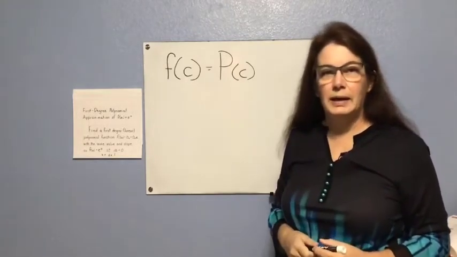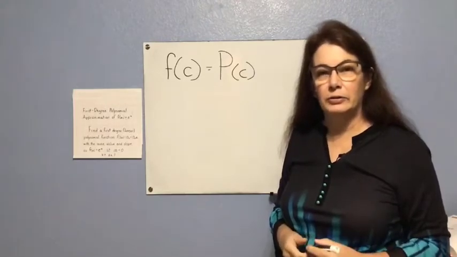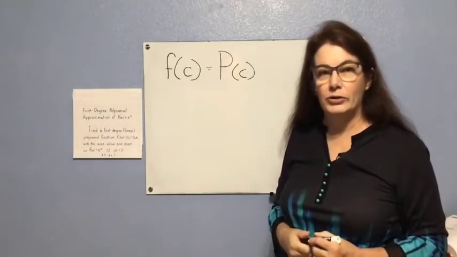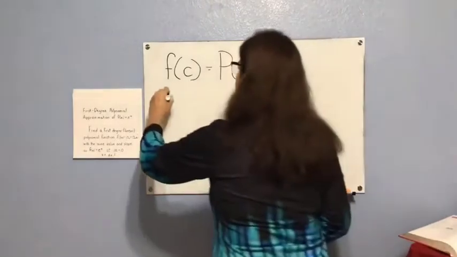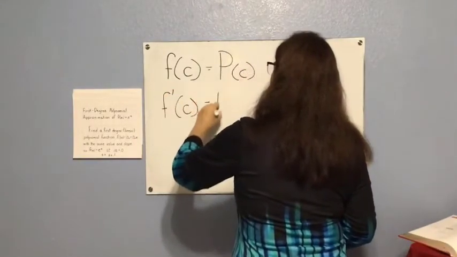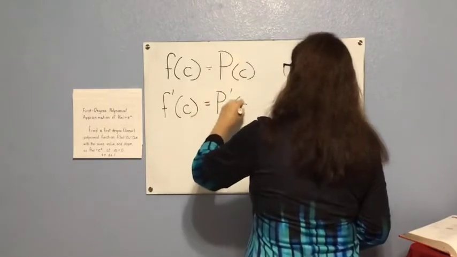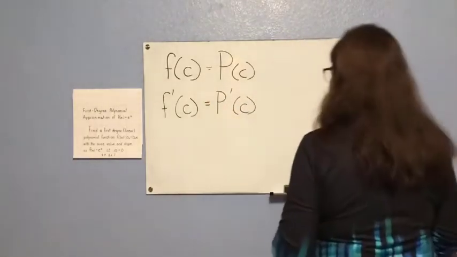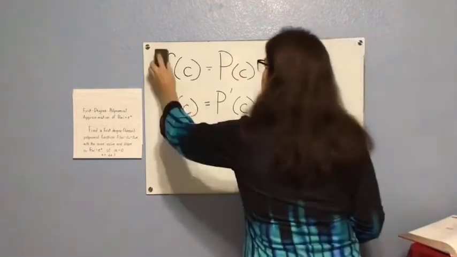The next step is to make the first derivatives at point C also equal to each other, so that f prime of C is equal to p prime of C. Let's take a look at how this works.